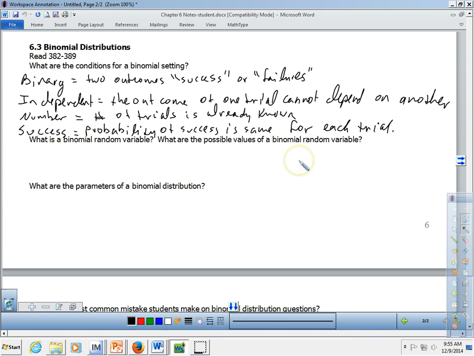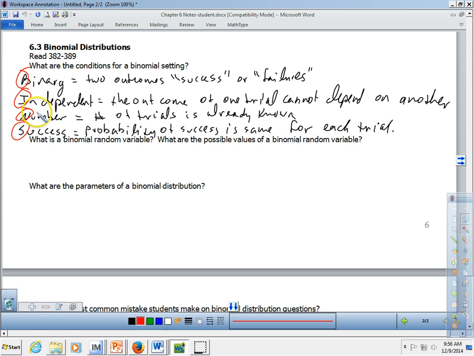And so again, whether we're talking about flipping a coin 5 times and counting the number of heads, or randomly selecting 100 babies and counting the number of females, all of these conditions are being upheld. So binary, independent, number of trials needs to be set, already known, and the probability of success needs to be the same for each trial. When you're flipping a coin, you've got a 50-50 shot at getting a heads each time. Each time I randomly select a baby, we've got basically a 50% chance that baby is going to be male or female.